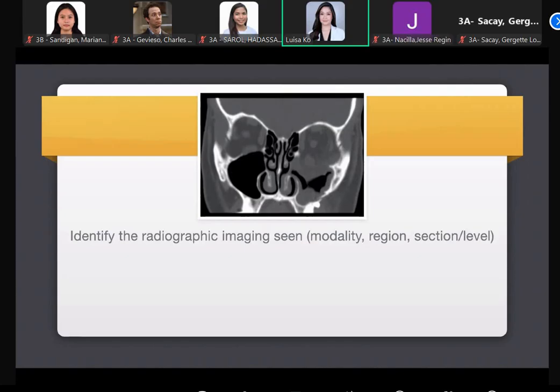So orbit, and then section or level. For example, if you say this is a coronal CT scan of the brain, to orient your audience more, you have to say what level it is or what cut at approximately what segment of this region. So in this CT scan, I would say it's seen at the retrobulbar region at the level of the optic nerve. How do I know? Because it does not show the globe anymore, but it shows the optic nerve in the middle. The circle in the middle that you see there, that's the optic nerve.